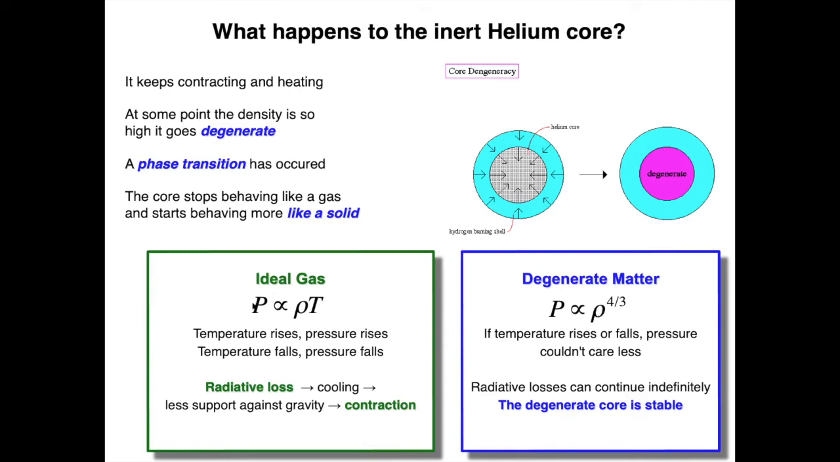In the ideal gas, that is never going to happen because you keep losing energy, you keep irradiating, and then the temperature falls and you must keep contracting to reach a new state of equilibrium to equilibrate gravity. Because the degenerate equation of state does not depend on the temperature, radiative losses can continue indefinitely. As you saw, this pressure here exists even at absolute zero. So the degenerate core is stable.